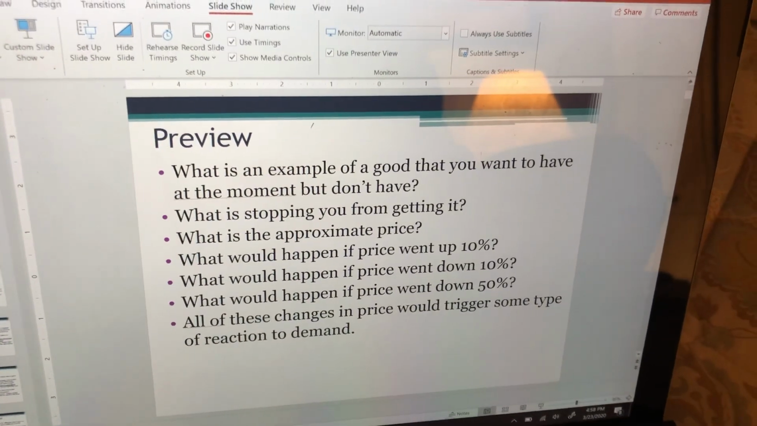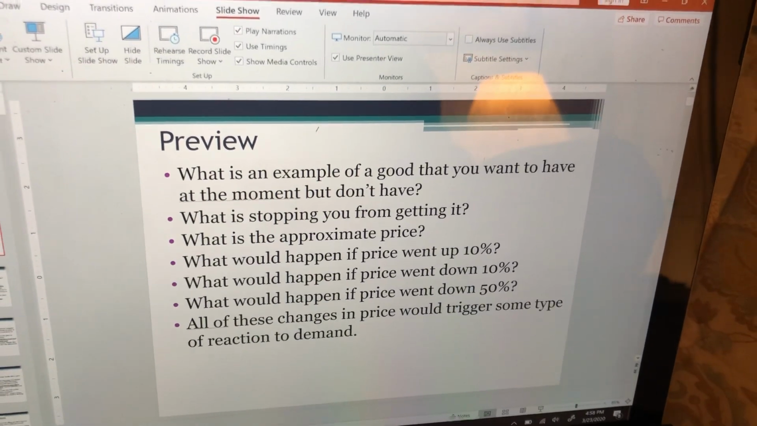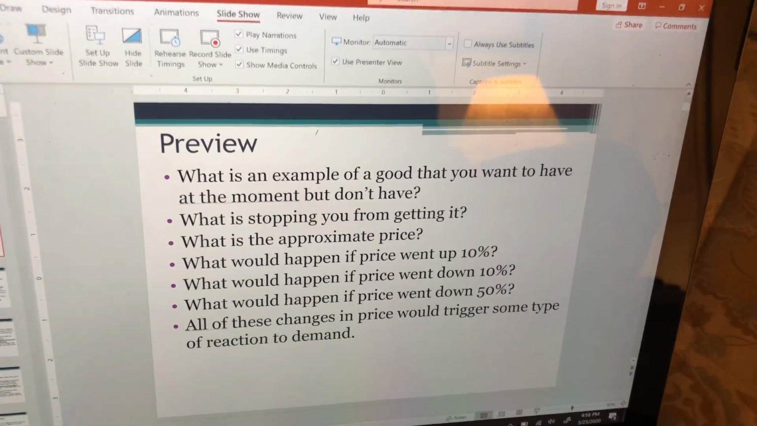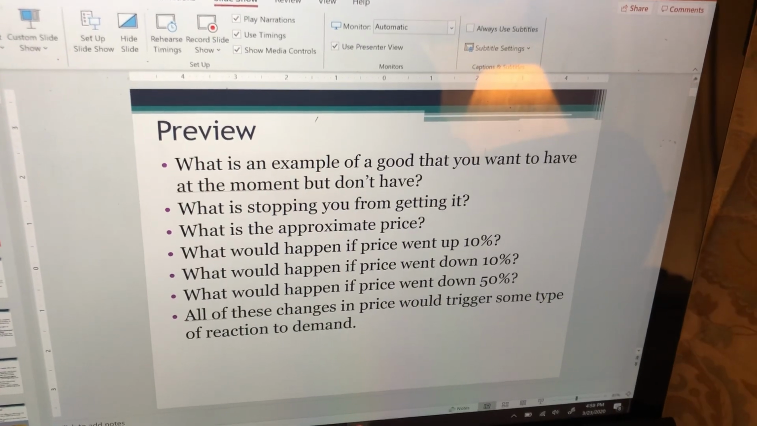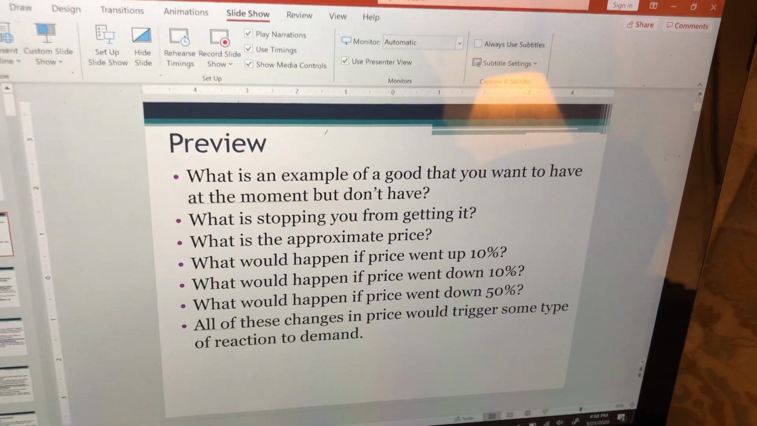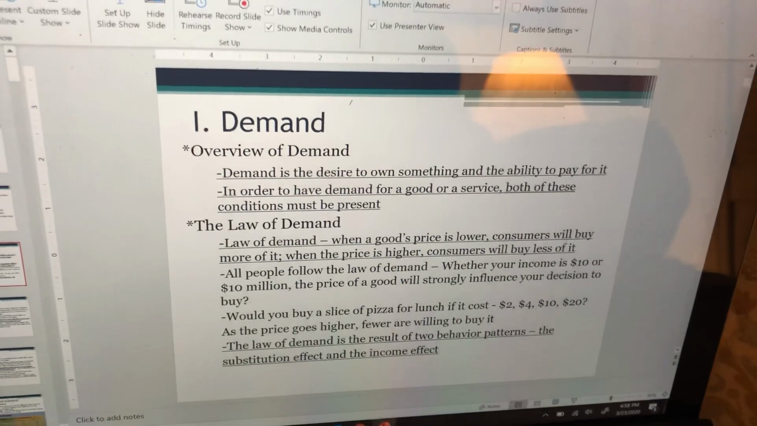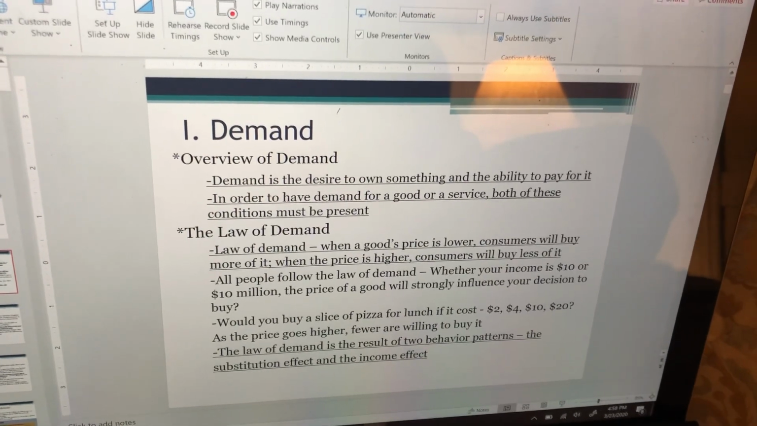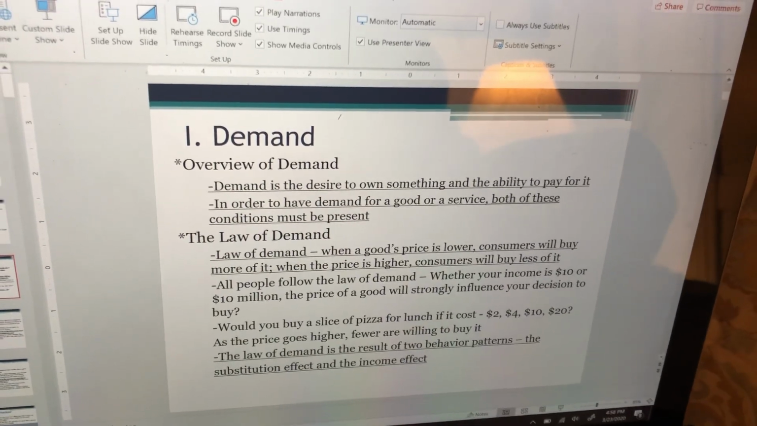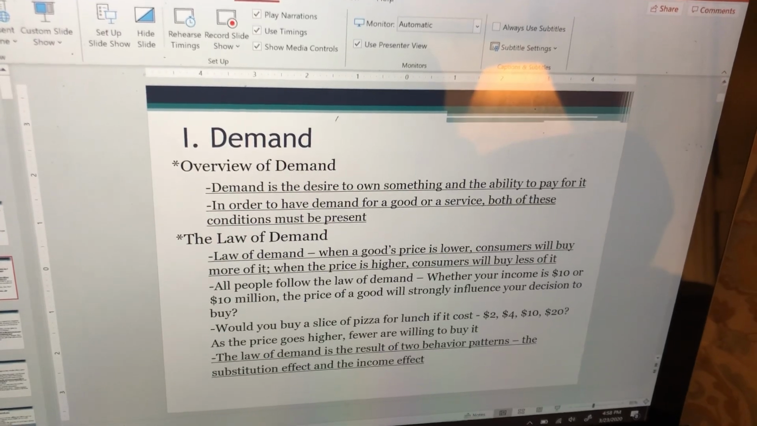What happens if the price of that phone went down 50%? So now a new iPhone 11 was $500, right? I bet more of you might be able to afford the phone at that price. So really this exercise is just to show you that all of these changes in price would trigger some sort of reaction to demand. And that's what we're going to talk about today. It's important to note that demand is the desire to own something and the ability to pay for it. So you have to be able to pay for it in order for you to truly have demand for that product or service.